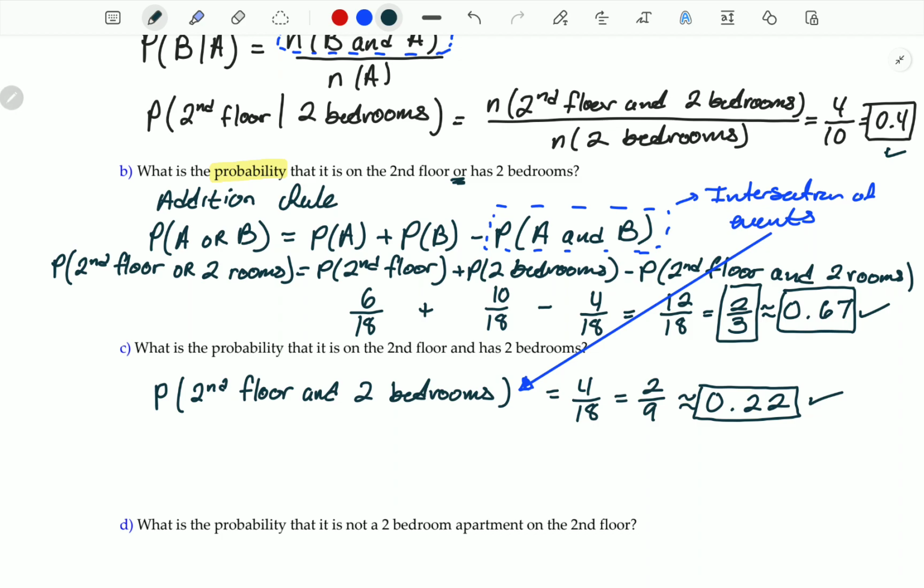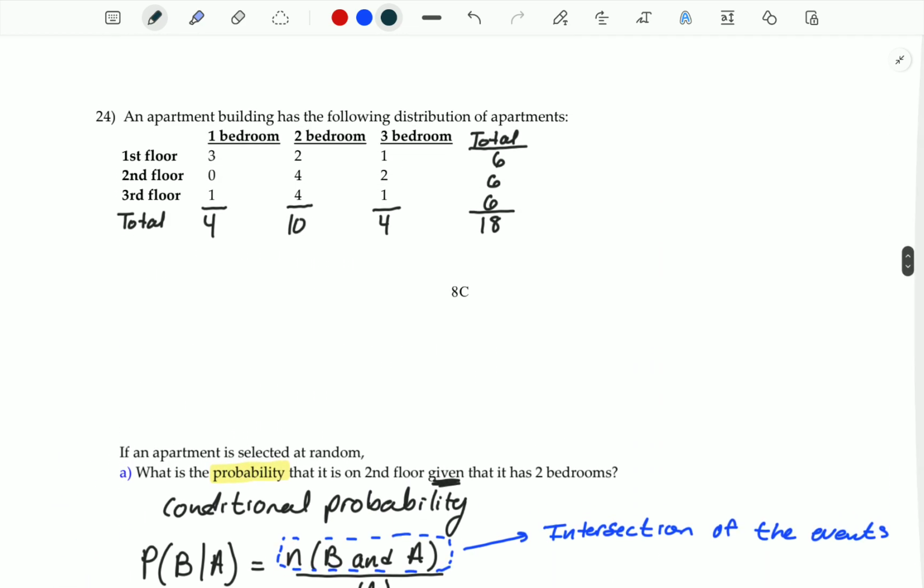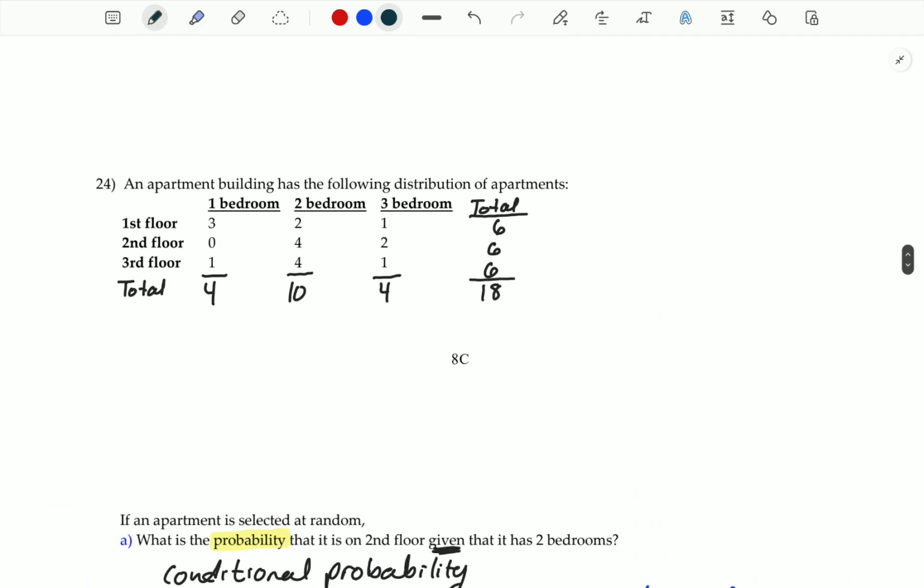And then we can finally answer question D. What is the probability that it is not a 2-bedroom apartment on the second floor? So let's answer the question. It is not a 2-bedroom apartment on the second floor. So it must be on the second floor. So I'm going to circle the second floor. Matter of fact, let me just circle this part. And it is not a 2-bedroom, so we're going to X that out.